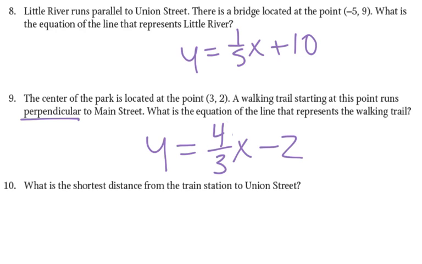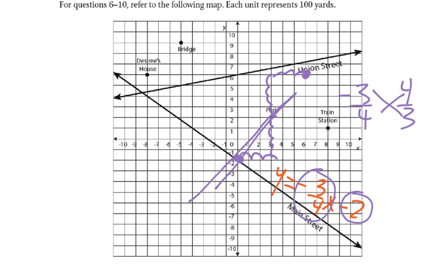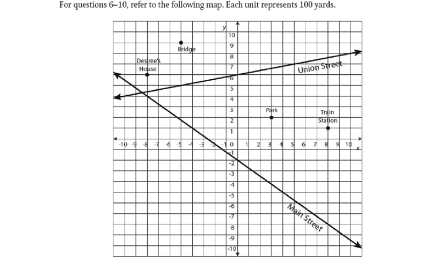Now, what is the shortest distance from the train station to Union Street? So we need to figure out where it's perpendicular to, at what point, and then go from there. Union Street was y equals 1/5 x plus 6, so our perpendicular slope would be negative 5/1, or just negative 5x. So we go down 5 to the right 1, or up 5 to the left 1.